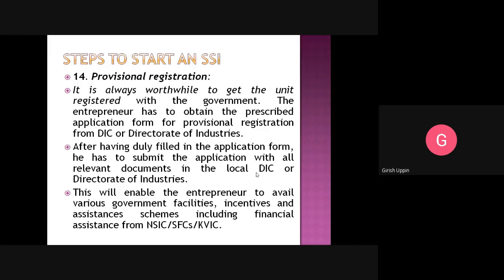So the application procedure will be there. It is very similar to you taking admission in an engineering college, right? There will be required documents. Similarly, when you are registering the enterprise, there are certain requirements that need to be fulfilled. So DIC will give all that information, and the application form can be submitted with the DIC for registration purposes. This will enable the entrepreneur to avail various government facilities, incentives, and assistance schemes, including the financial assistance from NSIC, SFCs, and KVIC.